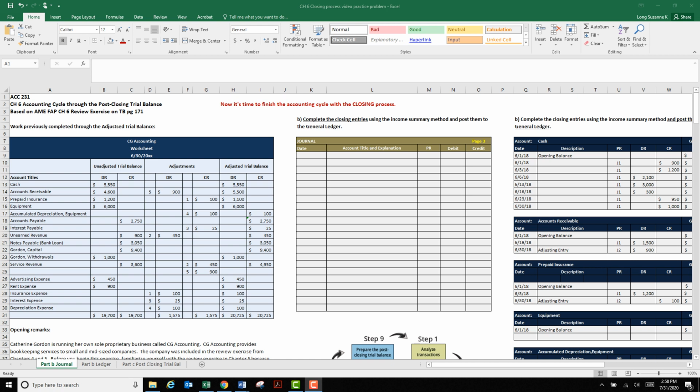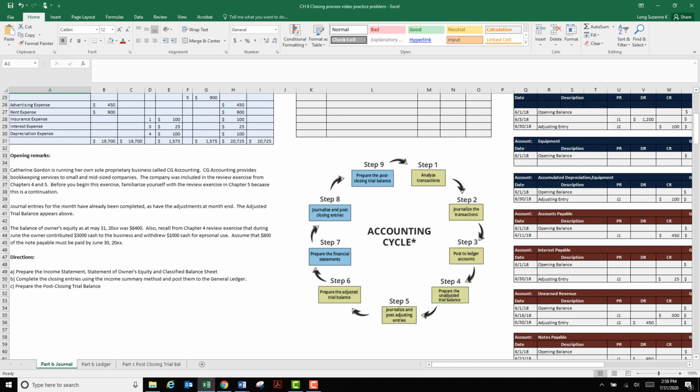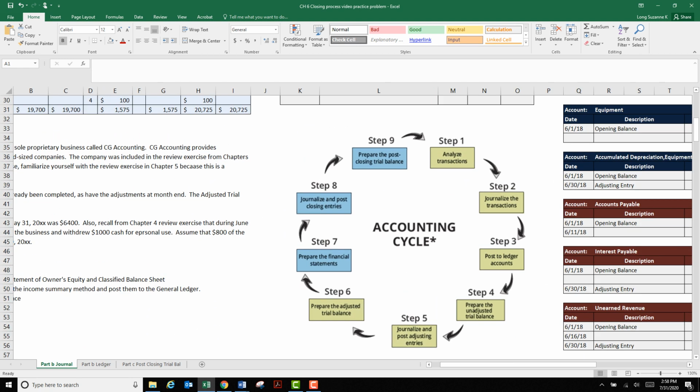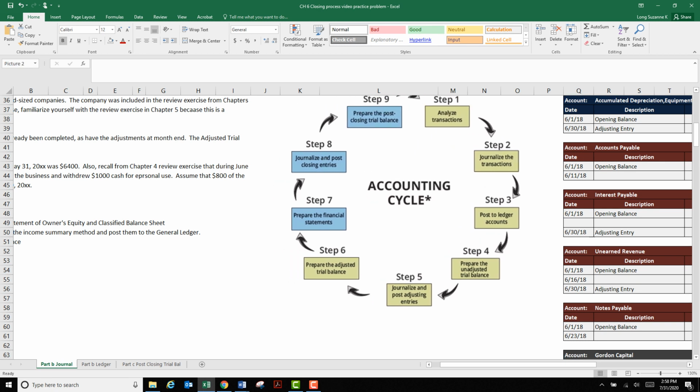Our next step is closing, the closing process. To start, we're going to look at the closing entries, posting the closing entries, and the post-closing trial balance. There will be one more piece to go along with this, and that's the official financial statements. So let's look at our accounting cycle.